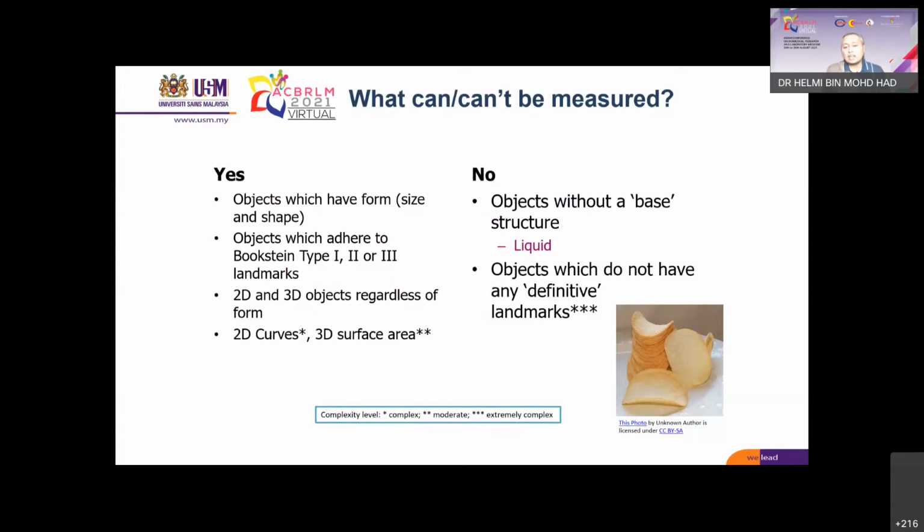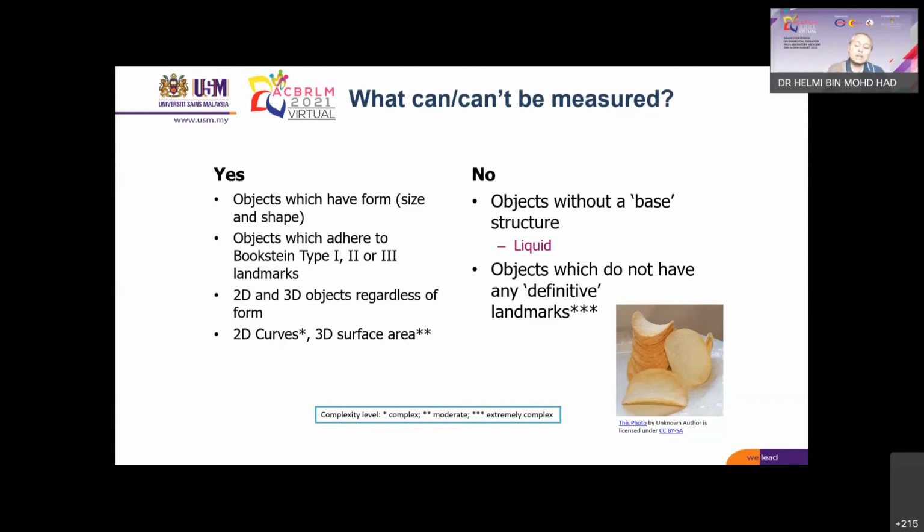But there is an object, for example, a 3D object or 2D object which does not have definitive landmarks, for example, a circle or an oval. Pringles, for example, here. So this is your Pringles here. A Pringles is a 3D object. You can touch the object, but you cannot measure a Pringles because you cannot tell from the Pringles where is the head or the tail.